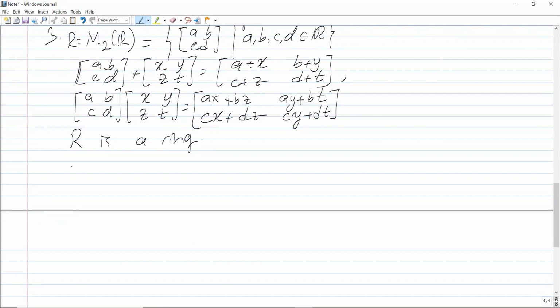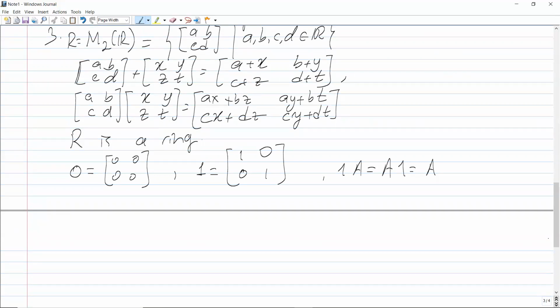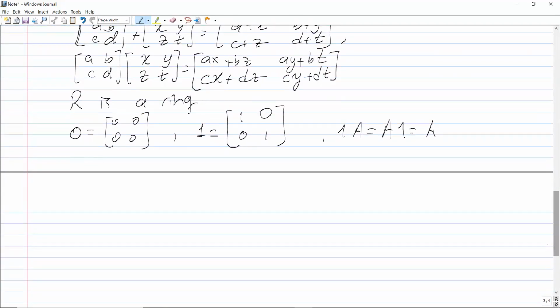And the zero element of this ring is just the zero matrix (0, 0, 0, 0). There's also an identity, and the identity is, as you know, the identity matrix. If you multiply it by any matrix A, that's equal to A. It does not change the matrix at all. So R is a ring with one, and it is not commutative.